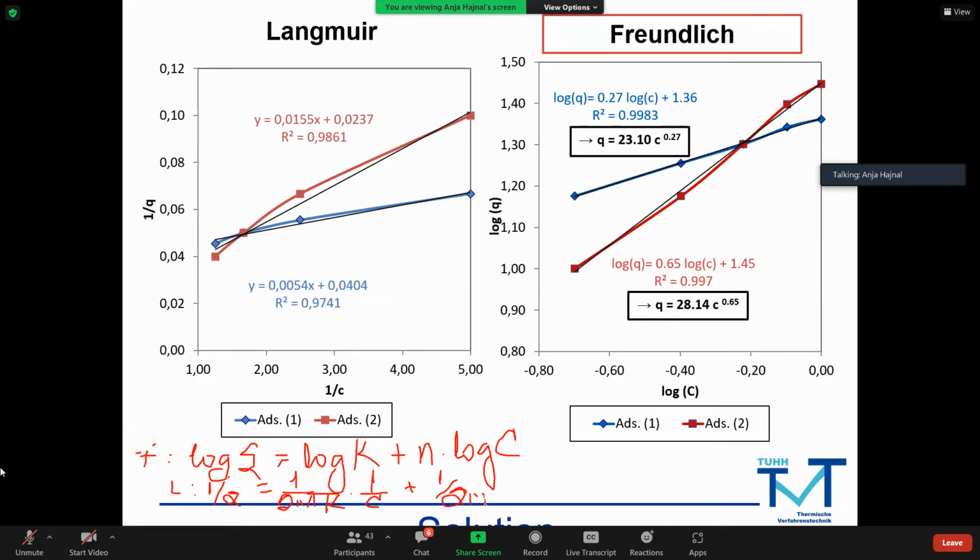So the upper one is the Freundlich. We do it with a logarithm, and the bottom one is the Langmuir. We simply linearize it in this way.